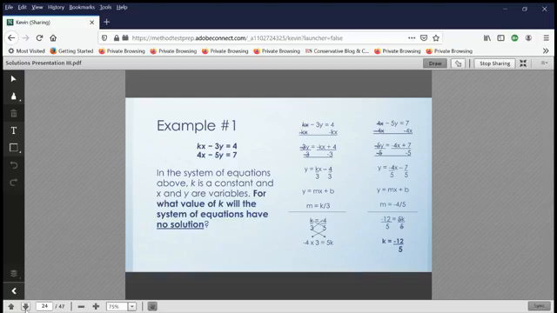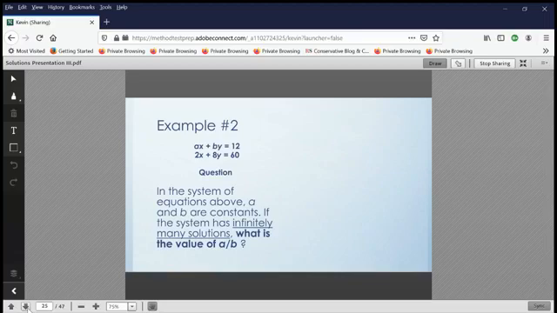So again, simply understand the key that the slopes are the same. I need to set the slopes equal to each other. And then once I do that, I can go ahead and solve for my question.